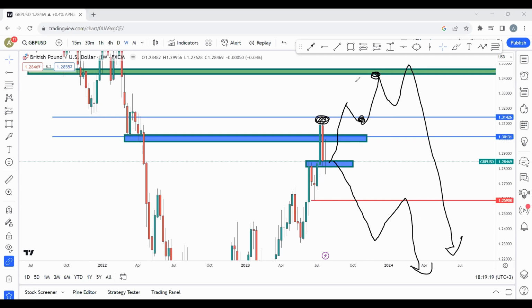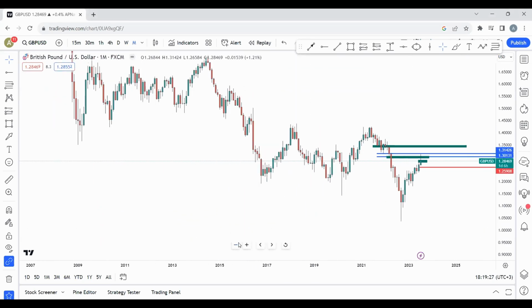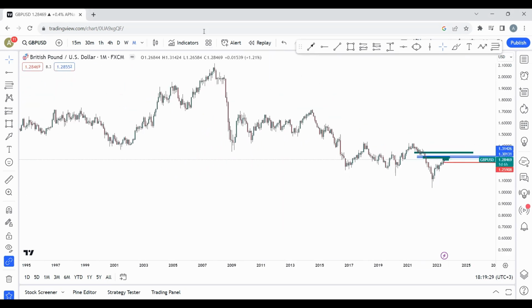Because overall, we can clearly see that if you go back to the monthly time frame, GBPUSD is in a bearish market, right? Let me just show you here the bigger picture. The market actually is bearish. Why? Because the market is making lower lows, lower highs, lower lows, lower highs, equal lows, equal highs. Now it made a lower low.